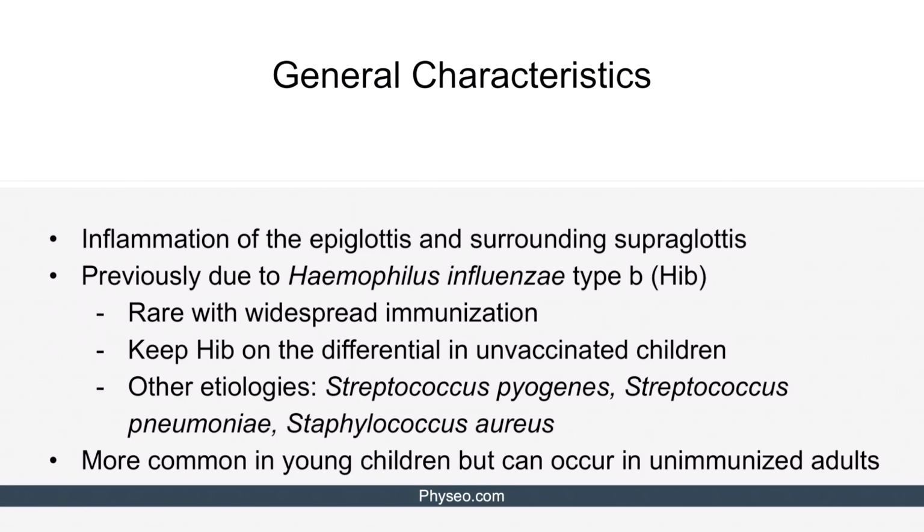Epiglottitis occurs due to inflammation of the epiglottis and surrounding supraglottic structures. Epiglottitis was most commonly associated with Haemophilus influenzae type B in the past. However, due to widespread vaccination in the United States, it's much less common.